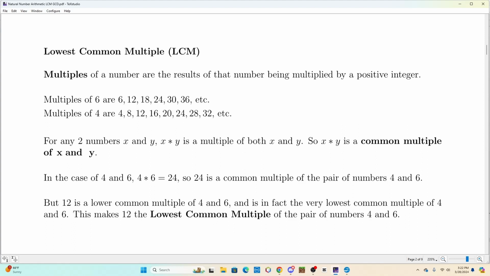In the case of 4 and 6, 4 times 6 is equal to 24. So 24 is a common multiple of 4 and 6. But 12 is a lower common multiple of 4 and 6, and in fact, it's the very lowest common multiple of 4 and 6. This makes 12 the lowest common multiple of the pair of numbers 4 and 6.